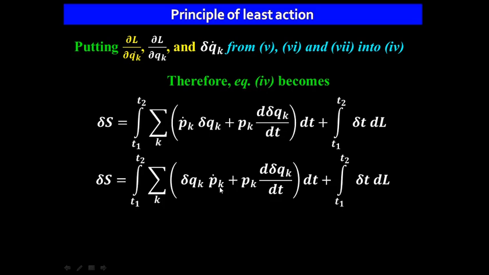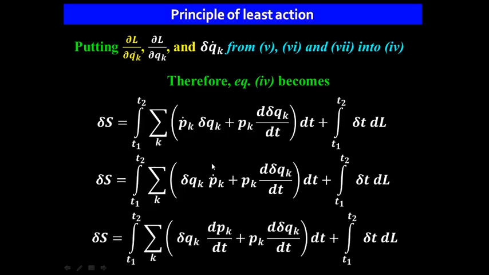Okay, so we have taken this step intentionally, because we can say that if this is the first function and this is the second function, then we can see the product rule of derivative here. So pk dot can be written as dpk by dt, the time derivative of pk.